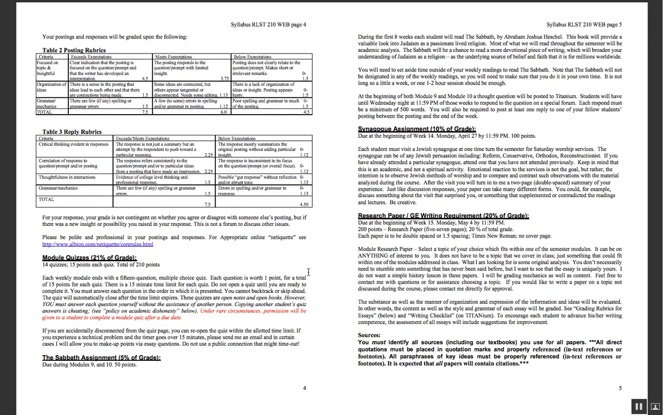This is where, again, a lot of students experience a loss of points because they're not putting in a ton of effort on preparing for the quizzes. So make sure that you spend time preparing for the quizzes so you can do well.